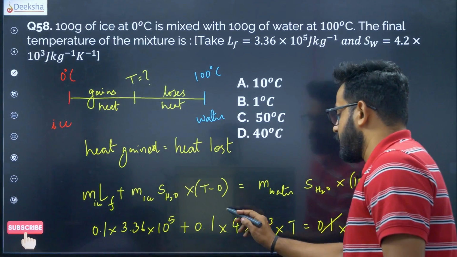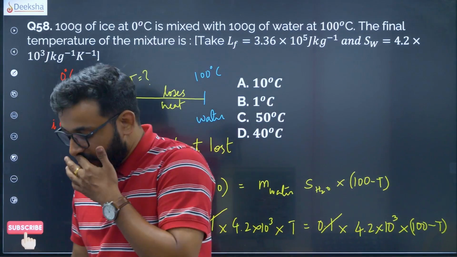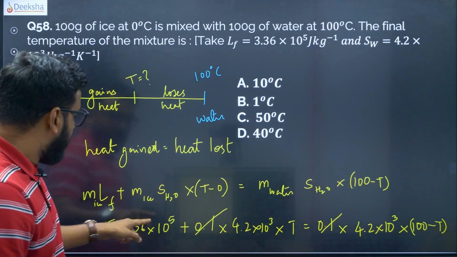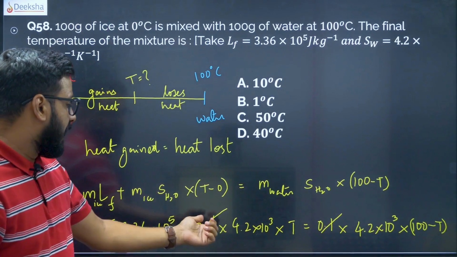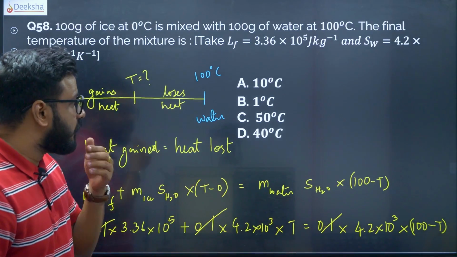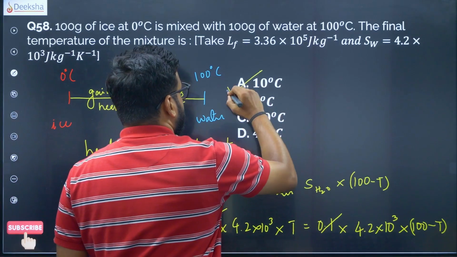So you can cancel all the common terms. Mass is common everywhere, so it's the same mass of ice and water: 100 grams of ice, 100 grams of water. You can cancel it out, and the remaining you just calculate. Multiply and solve for T. Ultimately, what is the value of T? The value of T is found to be 10 degrees Celsius. Option A is the correct answer.